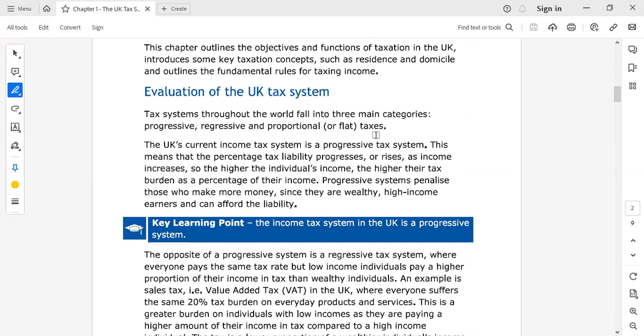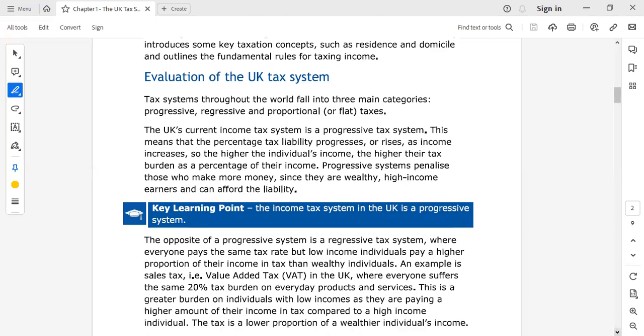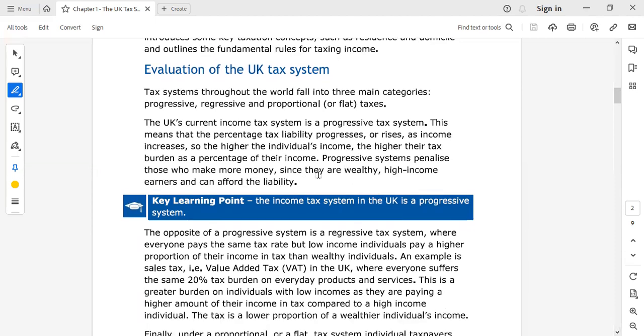So let me explain to you one by one what is a progressive system, what is a regressive system, and what is a proportional tax system. The first one is the progressive system. Under the progressive system, if your income goes up, your taxes go up. This is the tax system currently in the UK. If your income is lower, you have to pay less tax. If your income goes up, you have to pay more tax. So that's why there are three bands: basic rate taxpayer, higher rate taxpayer, and additional rate taxpayer.